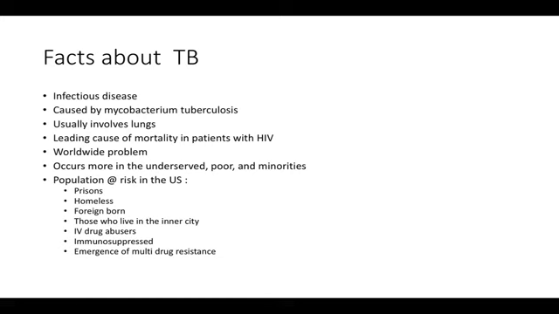So let's think about it. Who's at risk in the United States to develop it? Prisons, because of the setting, their close contact. Homeless, foreign-born, people coming from third world countries. People who live in the inner city because they're close in proximity. IV drug abusers, immunosuppressed people, like the population with HIV. They're more susceptible because their immune systems can't fight it off.